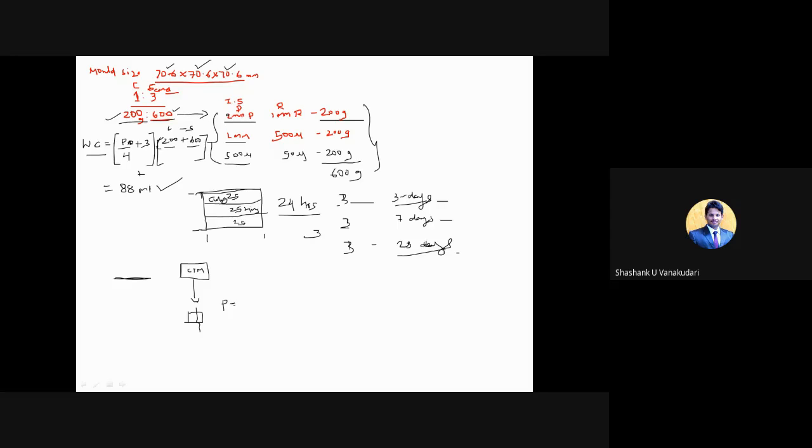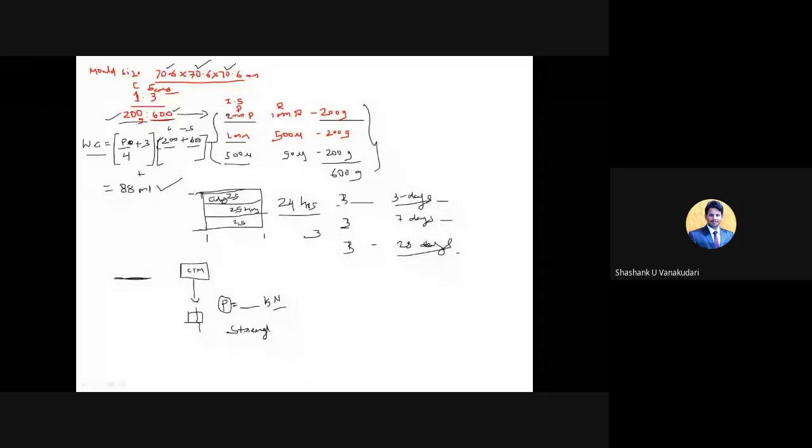That is in terms of Newton or kilonewton. Clear? So this P value you will note down. This P is nothing but load, not normal consistency. This load you will be noting down, and then you will be knowing the formula for strength, that is compressive strength, that is load by area, correct? It is P by A.